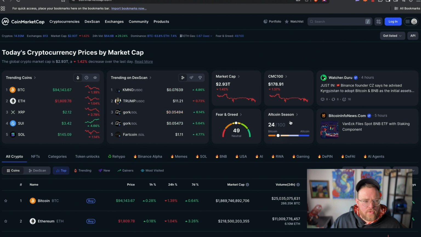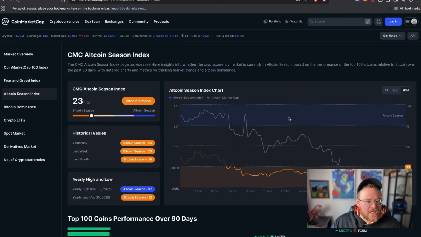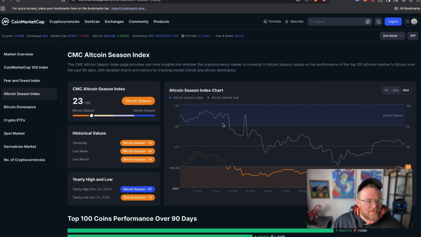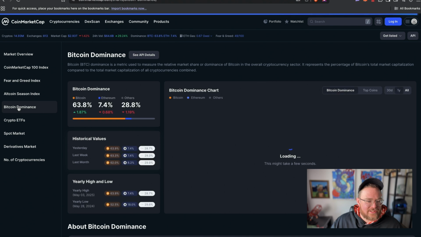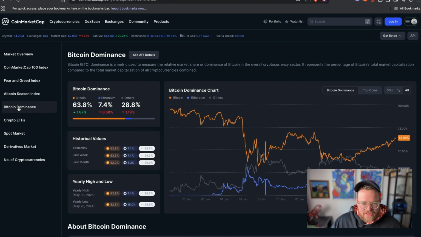Yeah, so CoinMarketCap's cool because it does give you a lot of these news, social cues and stuff like that. I take them all with a grain of salt other than Bitcoin dominance. All of the altcoin season and stuff like that, it's just a bullshit approximation. Bitcoin dominance at 63% right now.